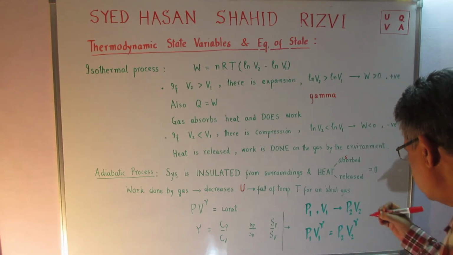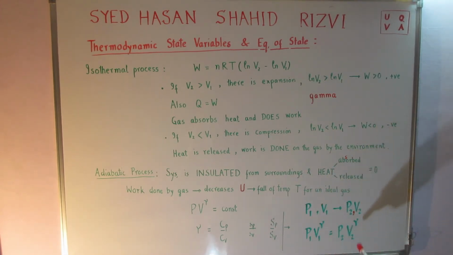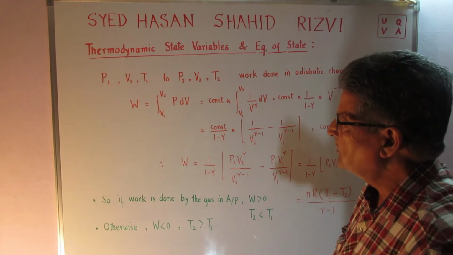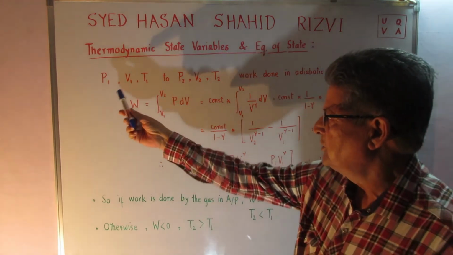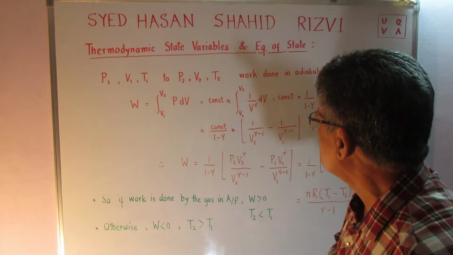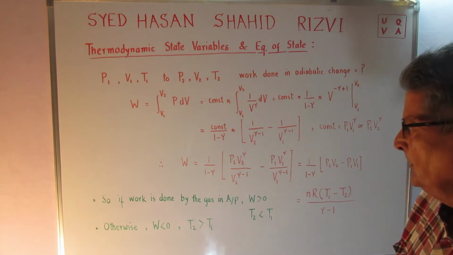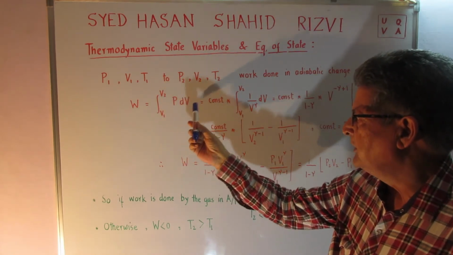So suppose I want to change from one state where the variables are P1 V1 to P2 V2. I'll write therefore P1 V1 to the power gamma is equal to P2 V2 to the power gamma is equal to Pn Vn to the power gamma is equal to a constant. So let's see what happens in the adiabatic process if we make a change of states, P1 V1 T1 to P2 V2 T2. What is the work done in the adiabatic change? The work done will be W, which is equal to the integral from V1 to V2 of P dV.